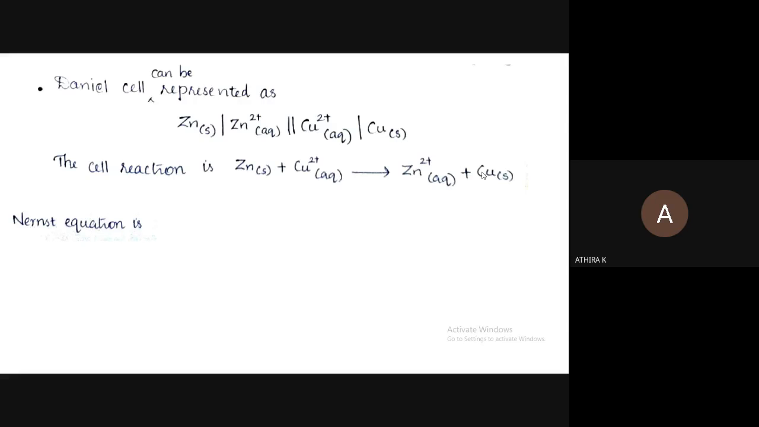And here we have to write down the Nernst equation for this cell. Try writing it. How can we write Nernst equation for Daniell cell?